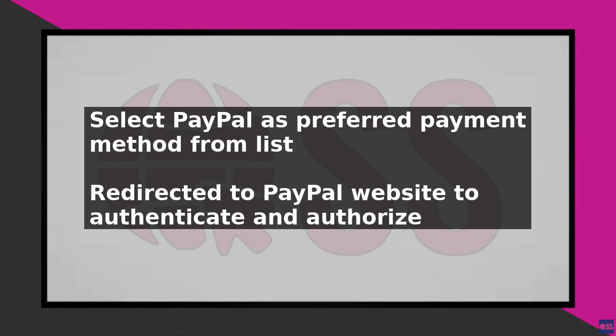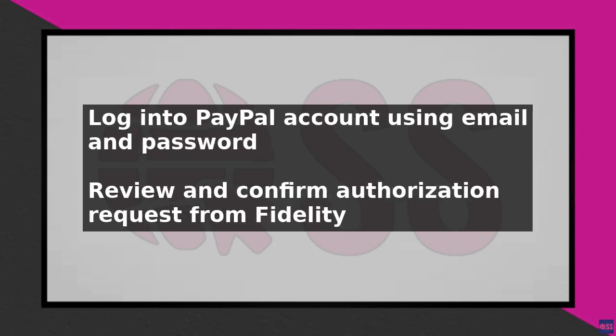On the PayPal website, log into your PayPal account using your email address and password. If you do not have a PayPal account, you will need to create one. Once logged in, review the authorization request from Fidelity and confirm that you want to allow Fidelity to access your PayPal account. After authorizing the connection, you will be redirected back to the Fidelity website.